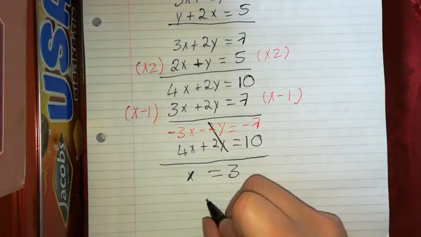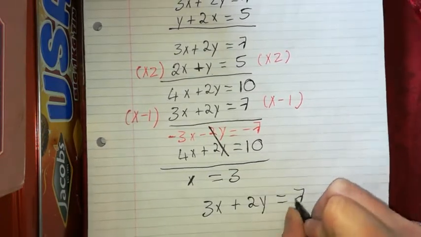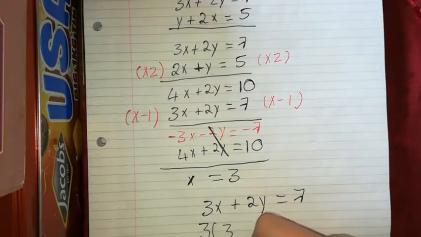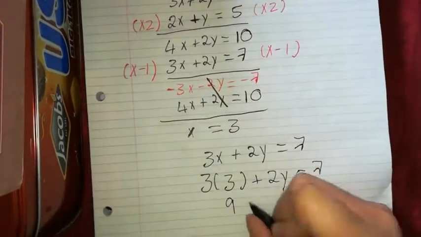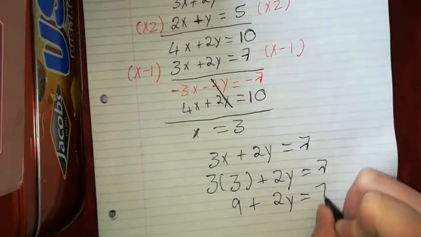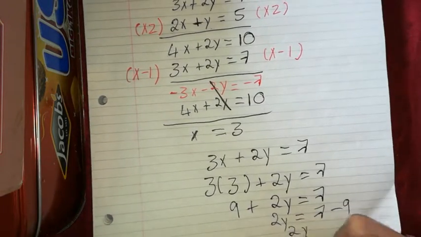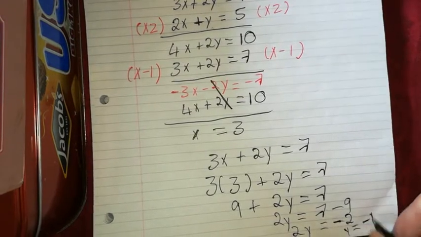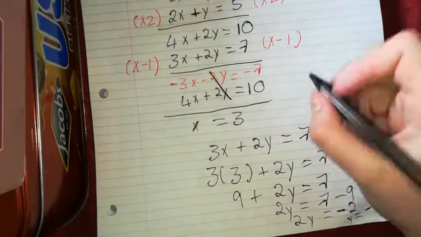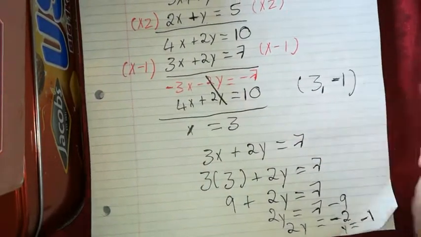So I get that into either one, so 3x plus 2y is equal to 7, so I can plug in x equals 3. 9 plus 2y is equal to 7, so 2y is going to be 7 take 9, 2y is equal to minus 2, so y is equal to minus 1. So the point of intersection is going to be the x value, then the y value, so it's going to be (3, -1). And I'm just going to show you another way that we could possibly do this question.